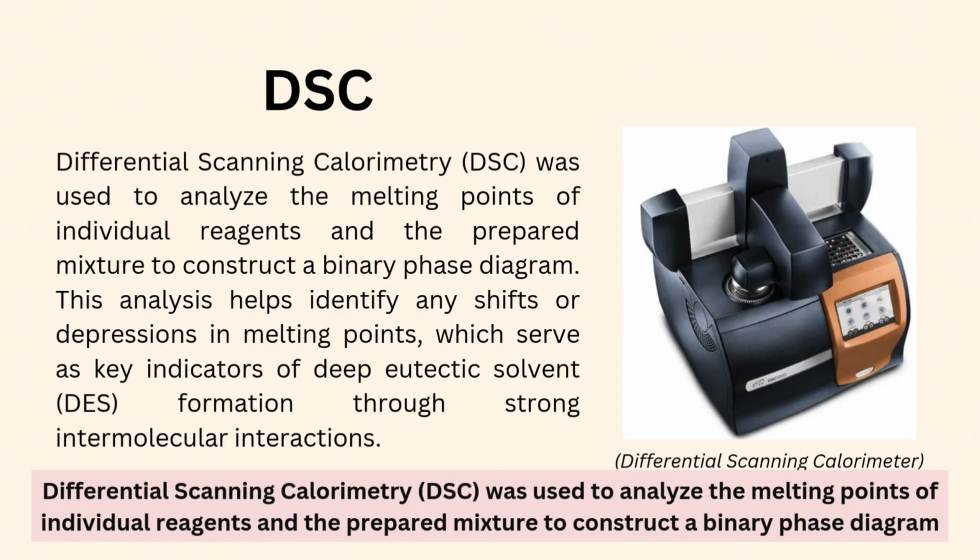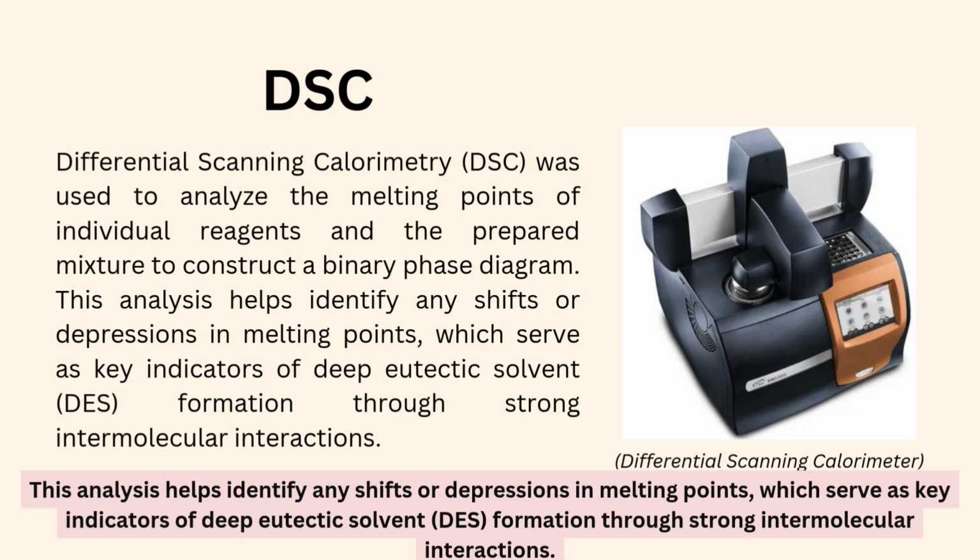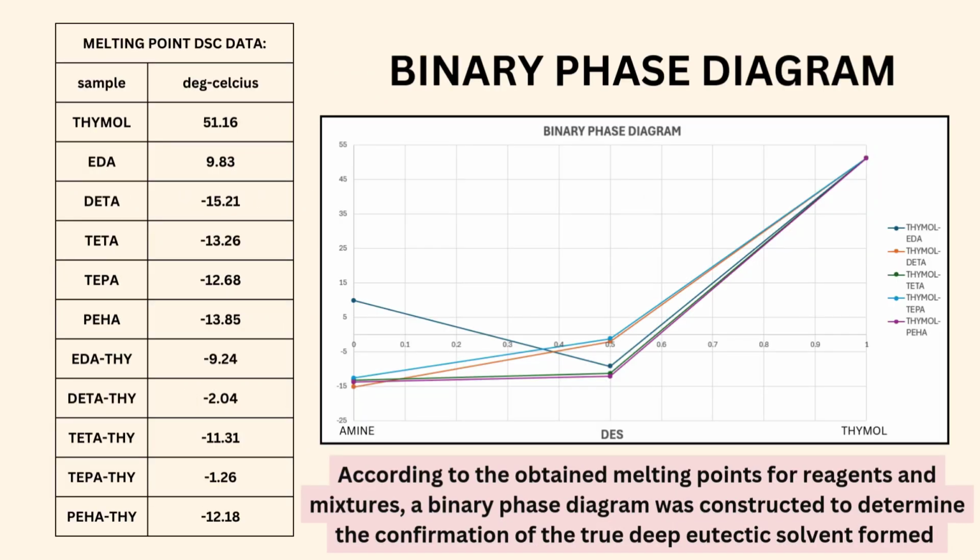deep eutectic solvent. Differential scanning calorimetry was used to analyze the melting points of individual reagents and the prepared mixtures to construct a binary phase diagram. This analysis helps to identify any shift or depression in melting point, which serves as a key indicator of deep eutectic solvent formation through strong intermolecular interactions. According to the obtained melting points for reagents and mixtures, a binary phase diagram was constructed to determine the confirmation of the true deep eutectic solvent formed.